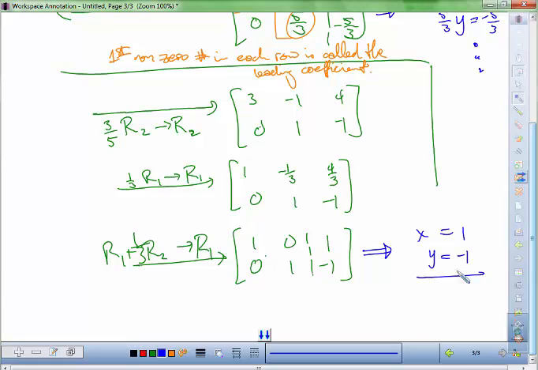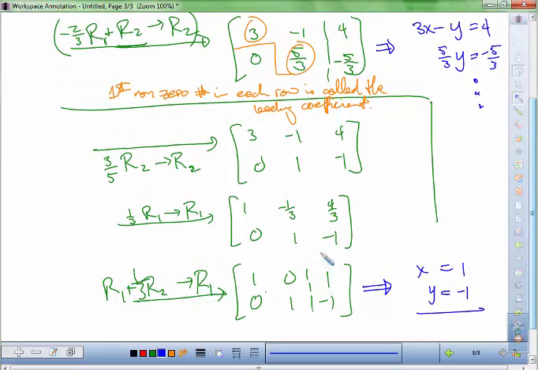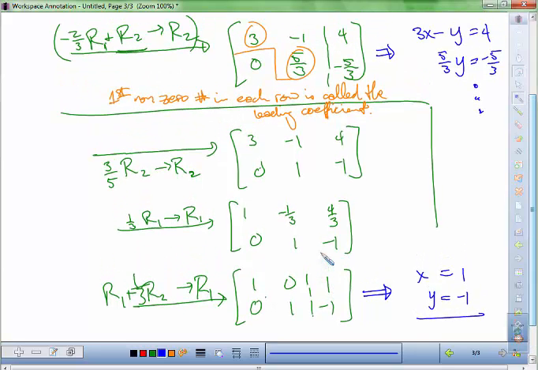Okay? So this only talks about the non-augmented part. Yes, the augmented part is just the tag along. Okay? Any questions?